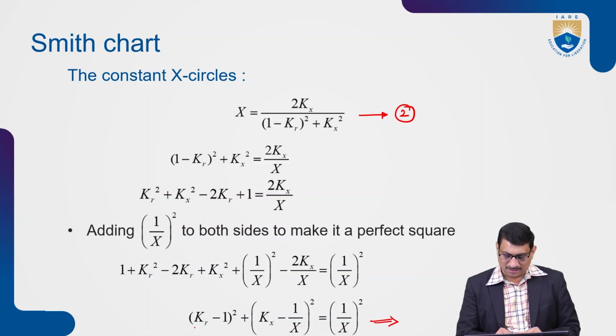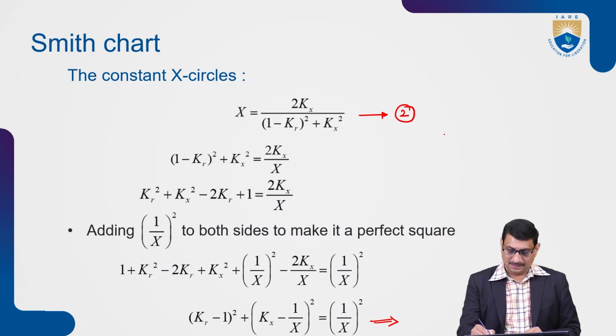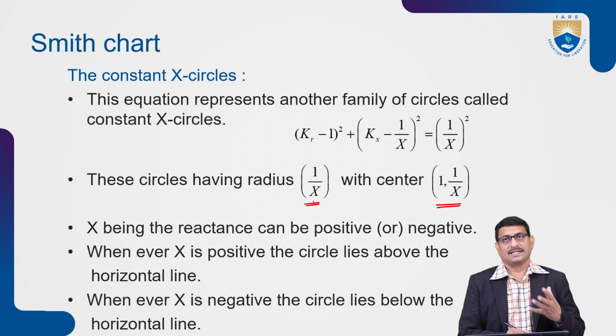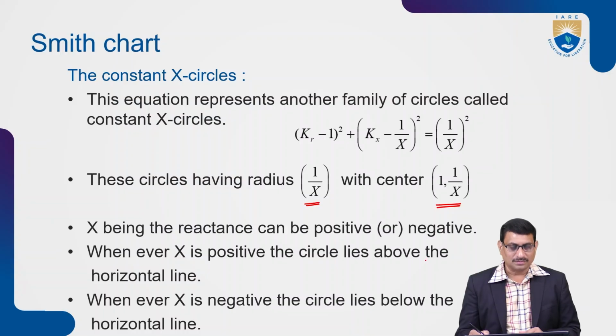By looking at this expression, it looks like a circle equation having its center at 1 comma 1 by x and whose radius is 1 by x, where x is the reactance and it can take both positive and negative values. When x is positive, the circles lie above the horizontal axis. If I take x as negative, the circles lie below the horizontal axis.